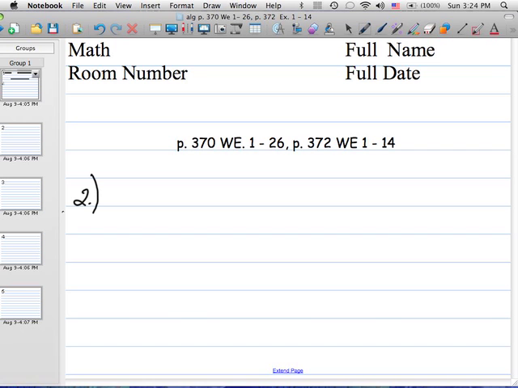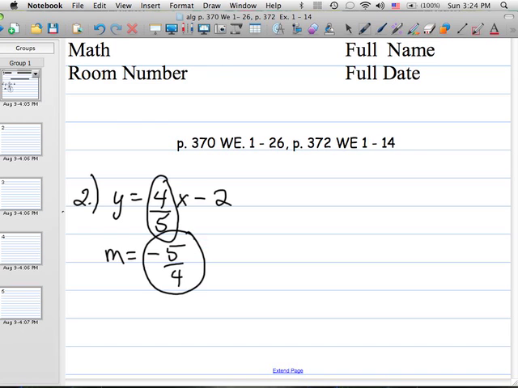They want us to find the slope of the line perpendicular to the graph of each line. So first make sure the equation is in slope-intercept form. So number 2, the slope of this line is 4/5. The slope of the line perpendicular to it would be the negative reciprocal, -5/4.